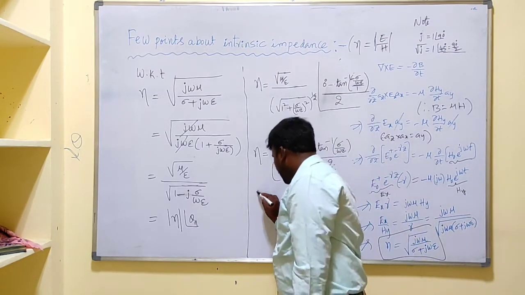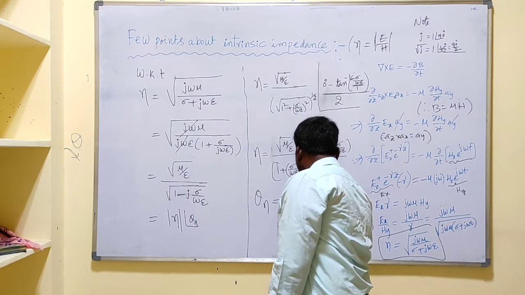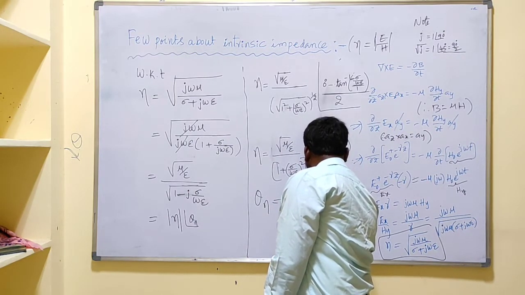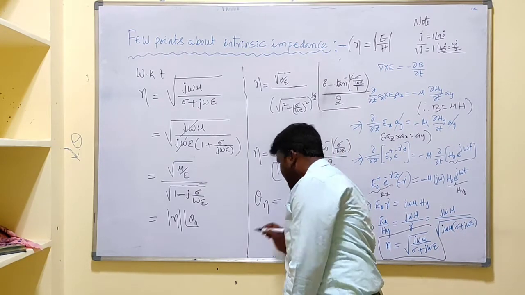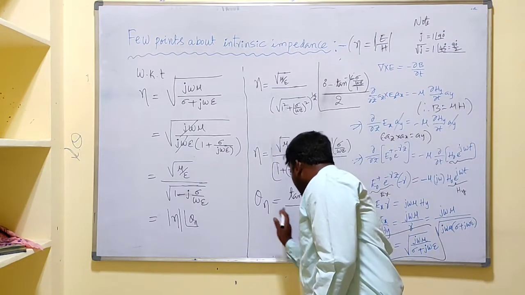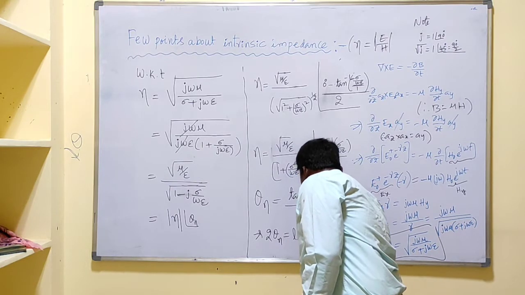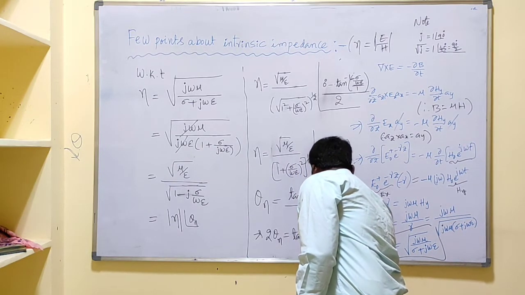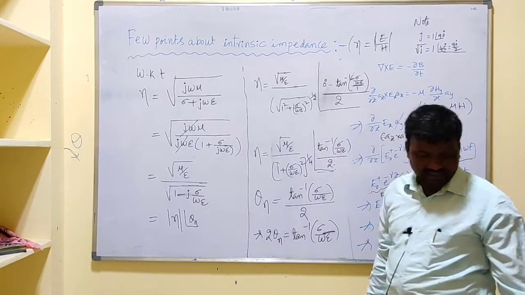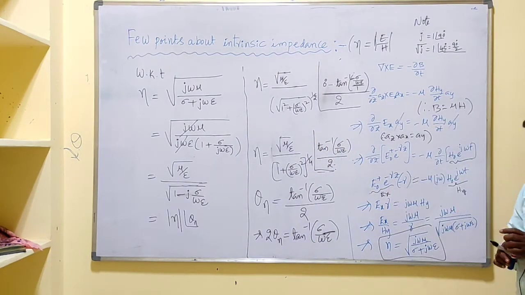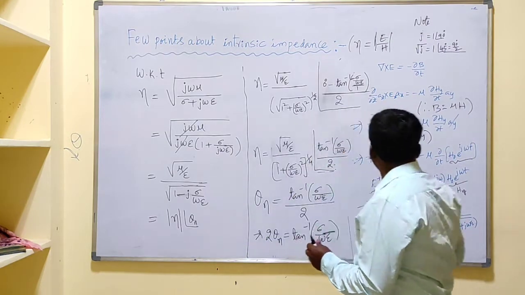So that's why theta n is nothing but tan inverse of sigma by omega epsilon by 2. So if I take this 2 to this side, that is 2 times theta n equal to tan inverse of sigma by omega epsilon. This is nothing but the loss angle. This is nothing but the loss angle. So that's why the relationship between theta n and theta is nothing but what?